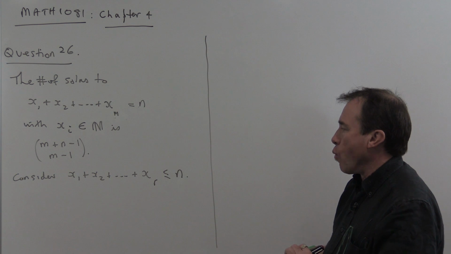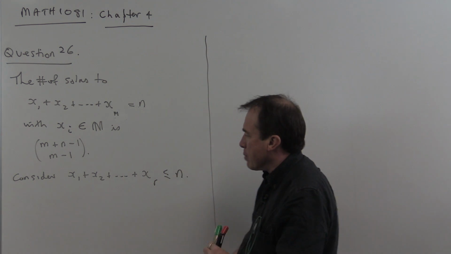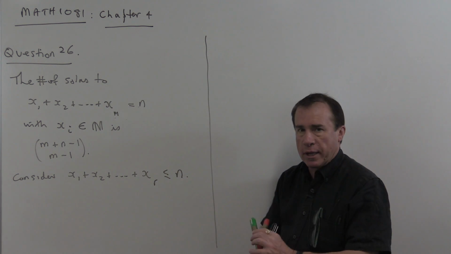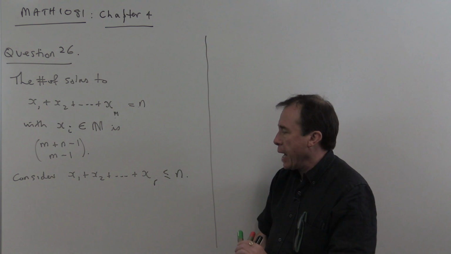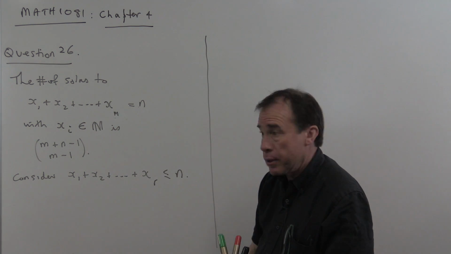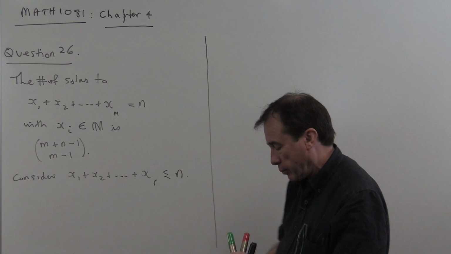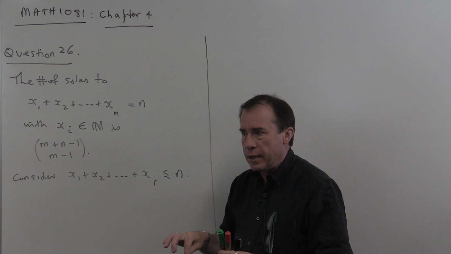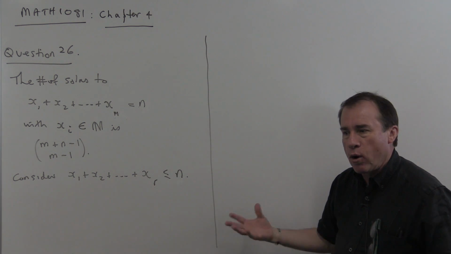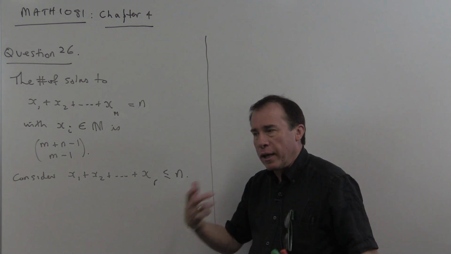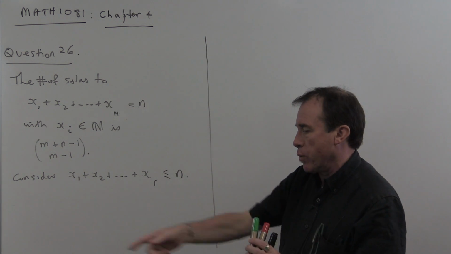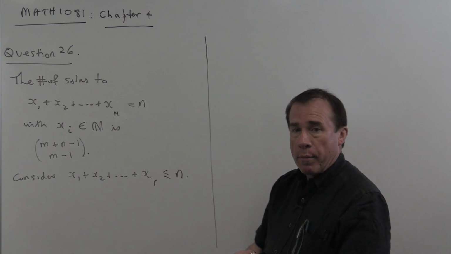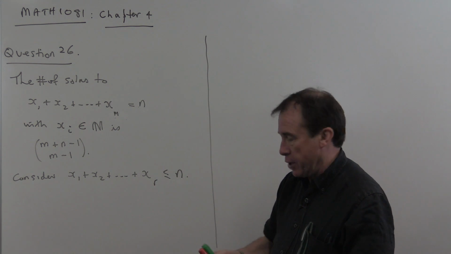In this problem, we're asked to count the number of solutions of this equation where it's not equal to n, but less than or equal to n. And again, the xi's are allowed to be natural numbers, so some of them could be zero. I'm going to solve this problem in two different ways. That will mean I can equate the two answers and end up with a very nice identity, which is what we're asked to prove in the problem. And we can then interpret that in terms of Pascal's triangle, which is a nice thing to do at the end.